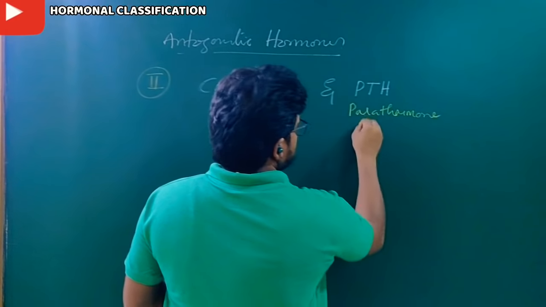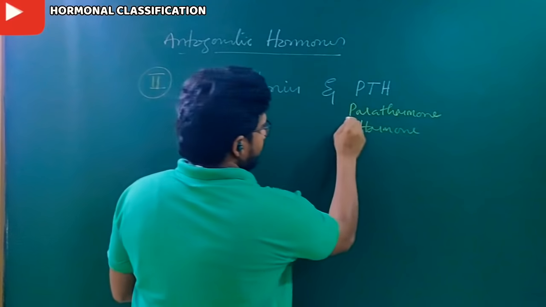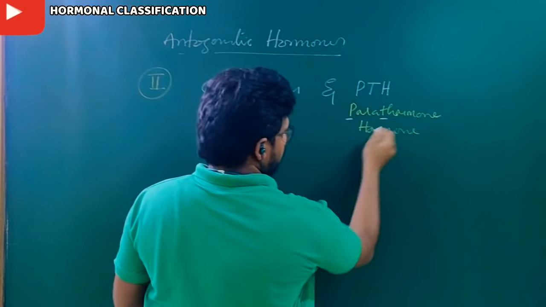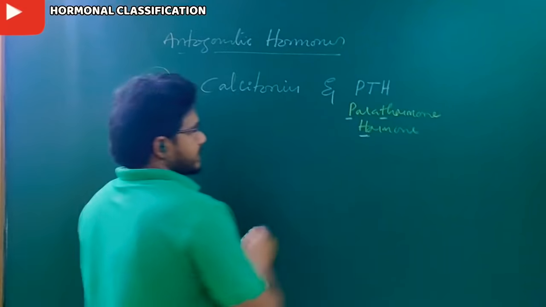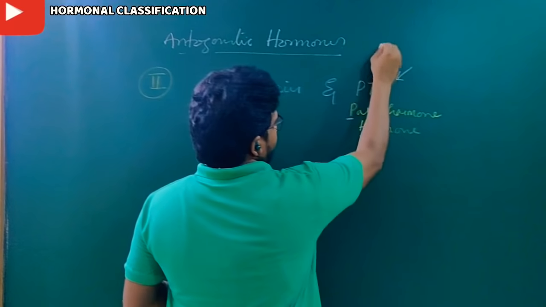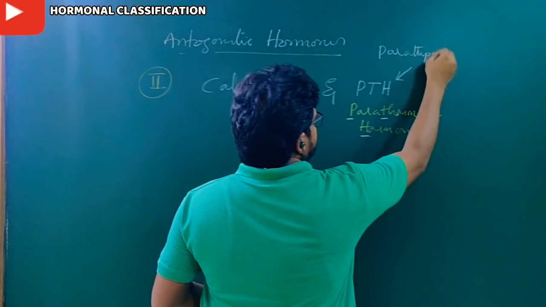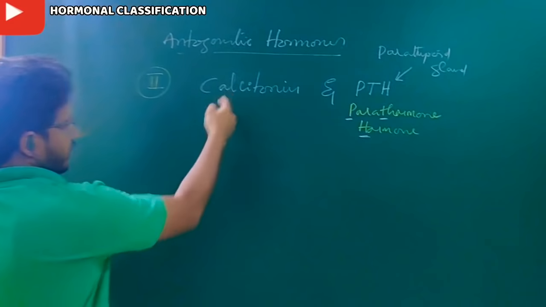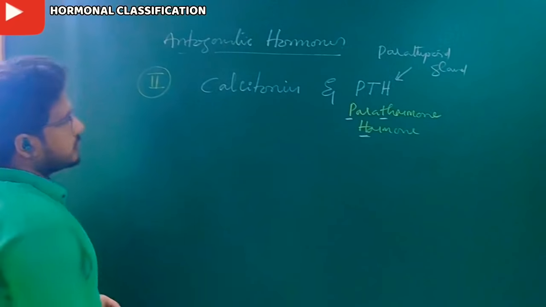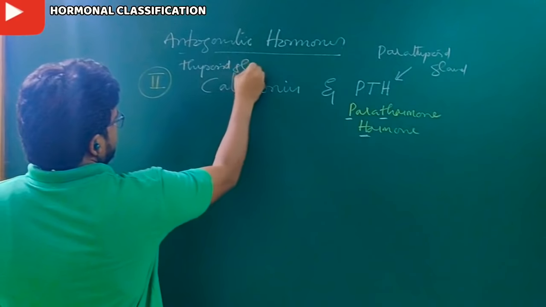Parathyroid hormone, PTH. From where is it coming? Means parathyroid gland. From the parathyroid gland, PTH is coming. Where is calcitonin produced? From the thyroid gland.